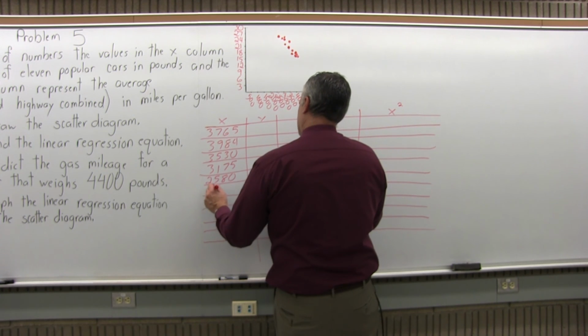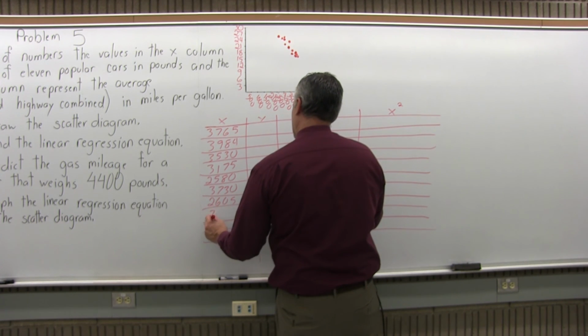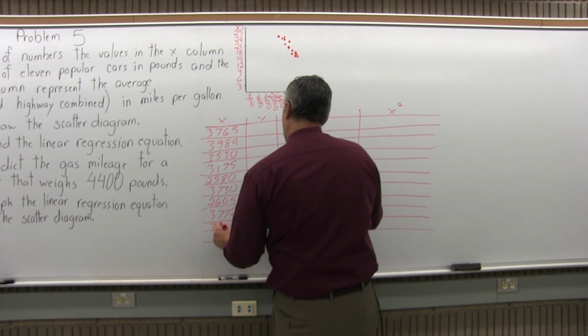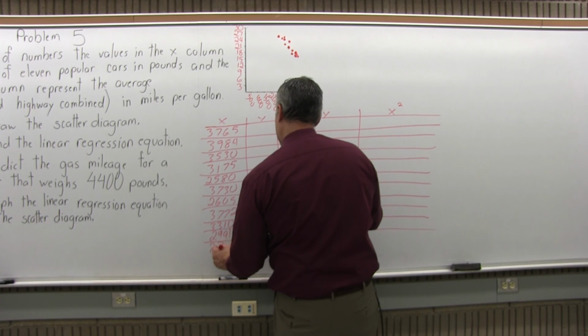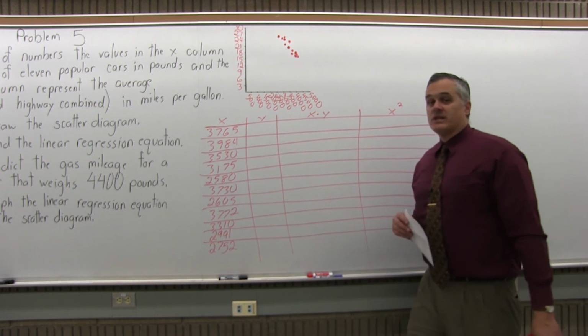2,580 pounds, 3,730 pounds, 2,605 pounds, 3,772 pounds, 3,310 pounds, 2,991 pounds, and finally 2,752 pounds. Those are the weights of the 11 cars.